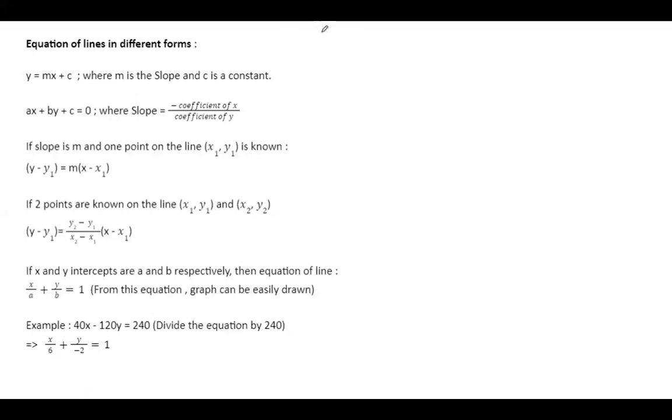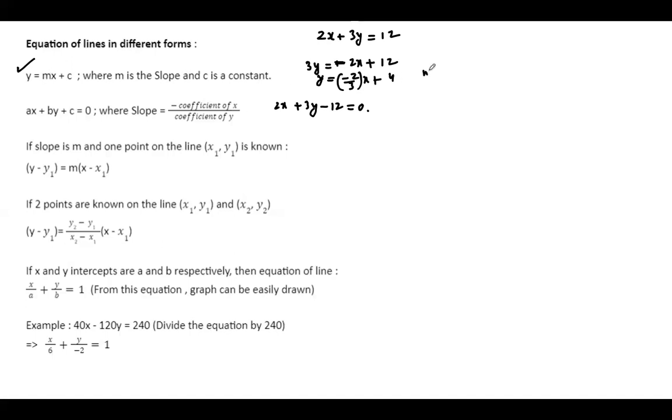So same line, I'm just taking one example, 2x plus 3y is equal to 12. In order to write this line in this form, I will write 2x plus 3y minus 12 is equal to 0. In order to write the line in this form, I'll write 3y is equal to minus of 2x plus 12. After dividing by 3, I'll say minus 2 by 3x plus 12 by 3, which is 4. So this is of the form y is equal to mx plus c.